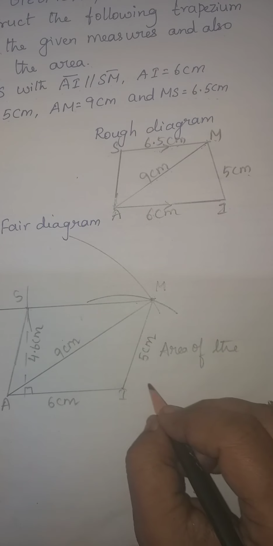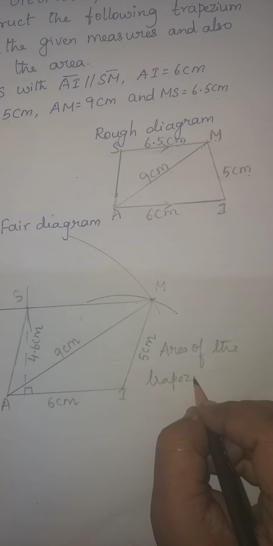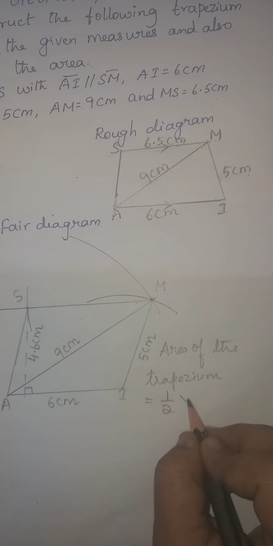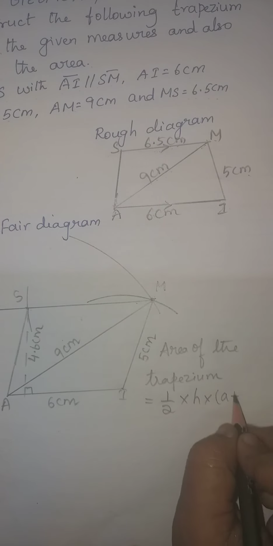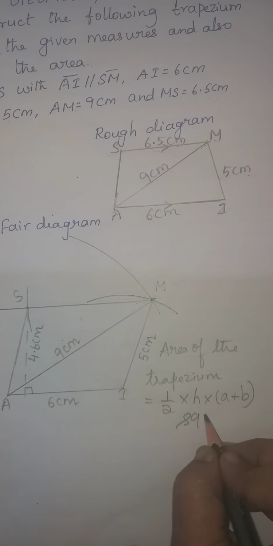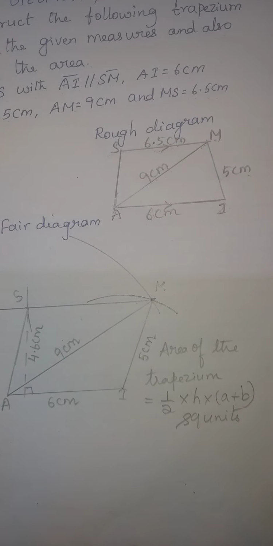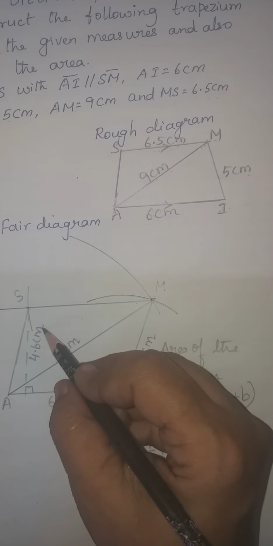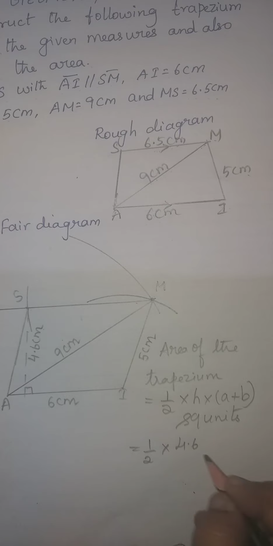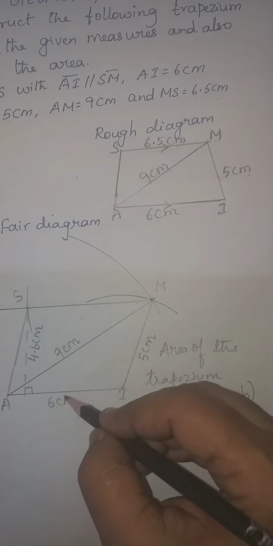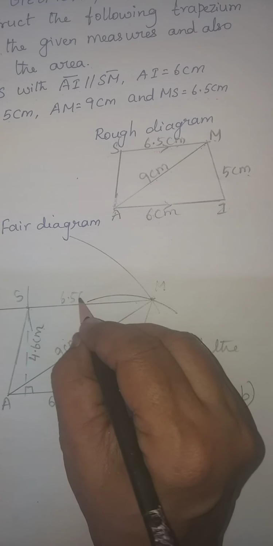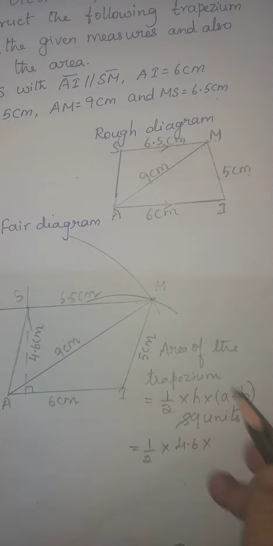Area of the trapezium is equal to half into h into a plus b square units. This is the formula to find the area of the trapezium, which is equal to half into, here height is 4.6 centimeter, into a plus b. A and b are the parallel sides. These two are the parallel sides. This is 6.5 centimeter. Now you have to add these two sides.